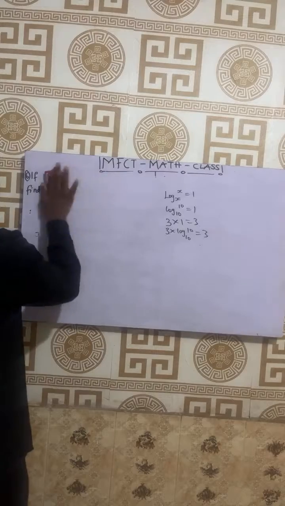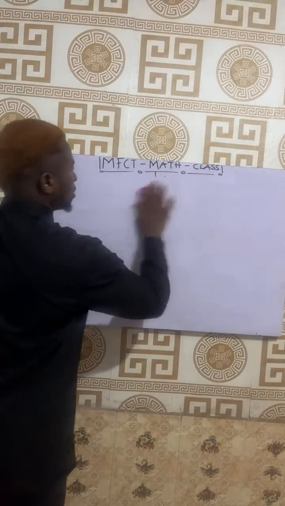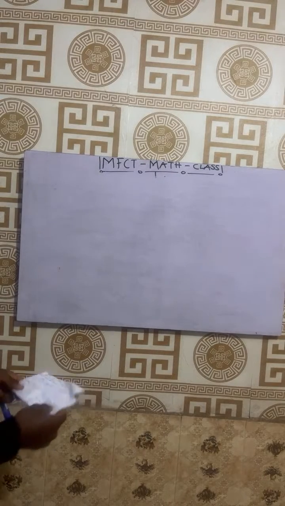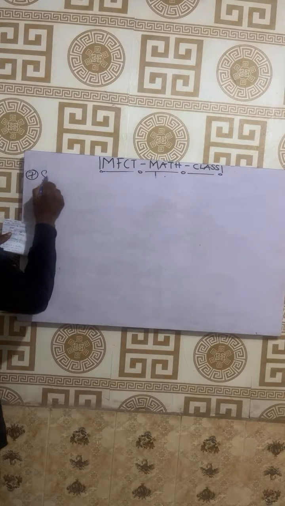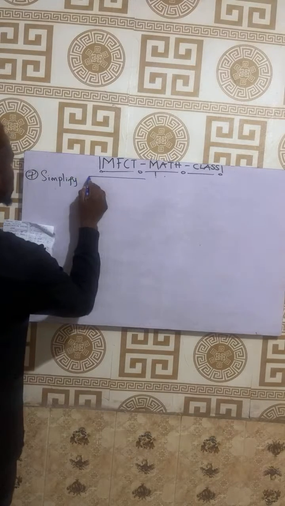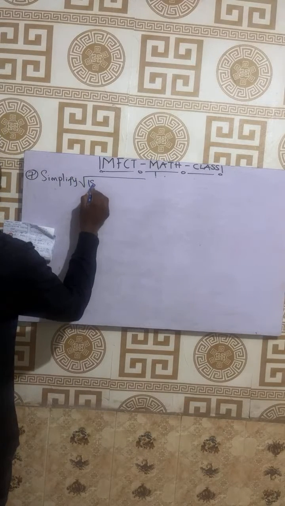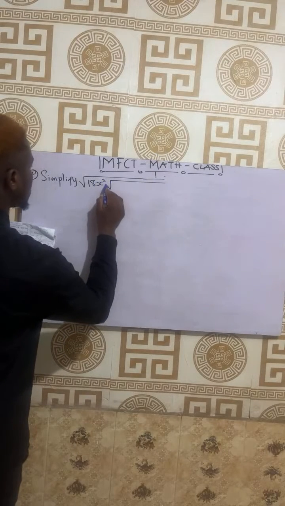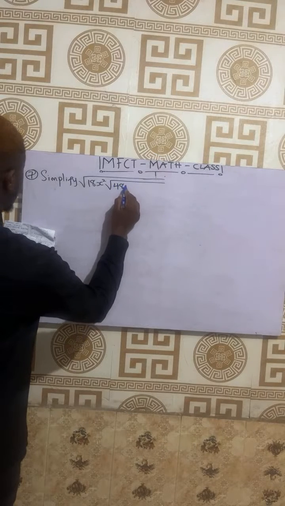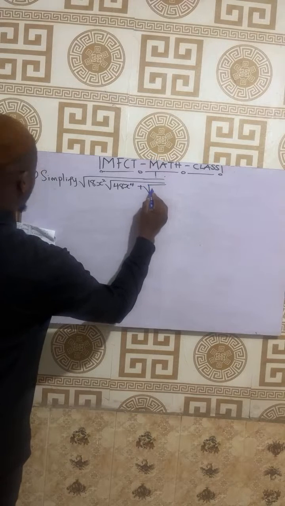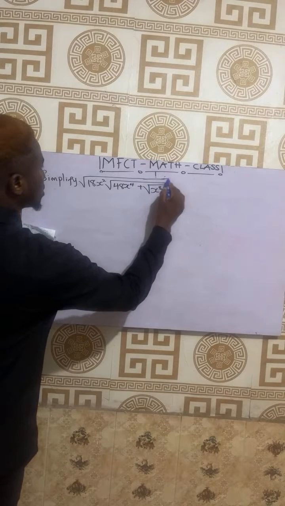Let's move on to SURD. Guys, SURD questions are very simple, but the first question we are going to be looking at today, which is question number 7 for today, is: simplify square root of 18x squared, square root of 48x raised to power 4, plus square root of x raised to power 8.